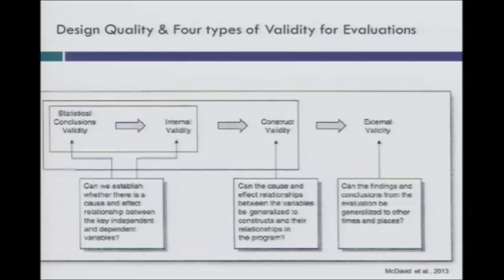Anyone thinking about the external validity of your evaluation design? Fewer. And then how many are thinking about both? Are you thinking about validity at all? Okay, so hopefully you will be thinking about validity.